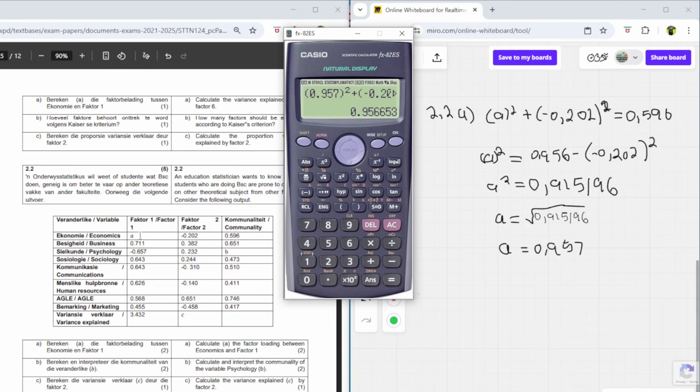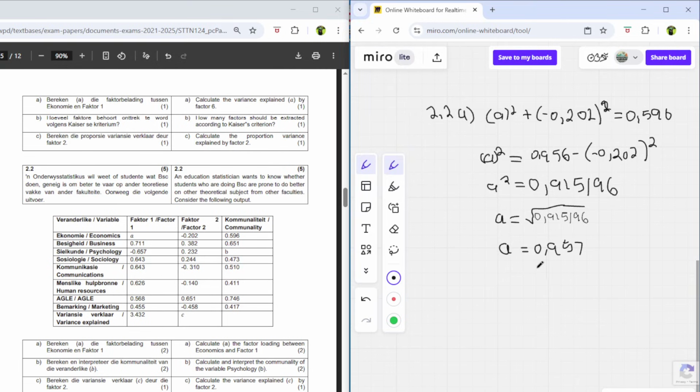But you can see that if I substitute the value of a there, it gives me the communality as it is there. So that means our value of a is correct. So that is how you calculate the value of a.